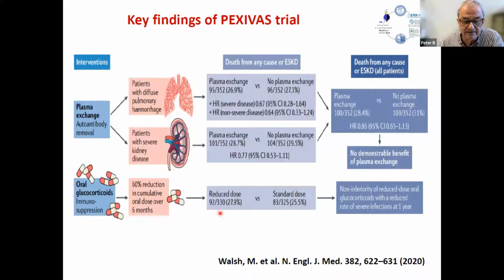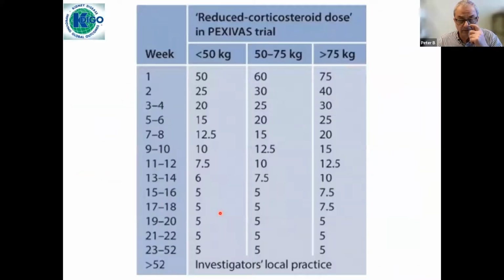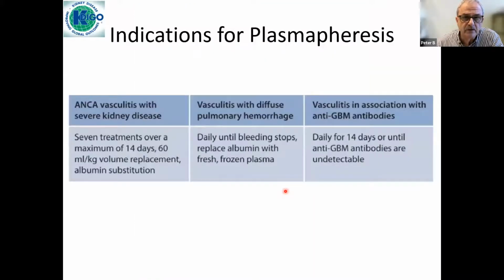So now it is recommended to use a reduced protocol for corticosteroids. With prednisolone here you have half the dose already after 2 weeks. So that's a rapid decrease in the doses of corticosteroids. Plasmapheresis still is used in severe kidney disease, when you have diffuse pulmonary hemorrhage, and also if you have the combination with anti-GBM antibodies.